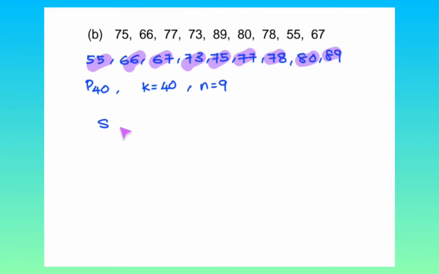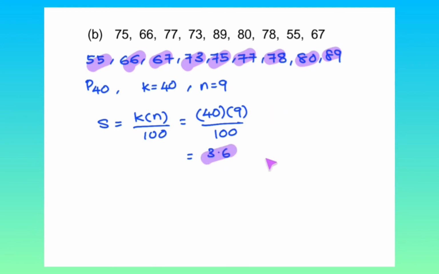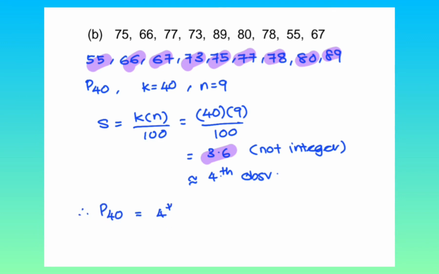So firstly, we need to find S. S is equal to K times N over 100. Substitute: we have 40 times 9 over 100, which is equal to 3.6. 3.6 is not an integer, so we need to round off to the next nearest integer, which is 4. That means the 4th observation. So our answer will be P40 is equal to the 4th observation. From the data we arranged just now, the 4th observation is number 73. So the answer is 73.